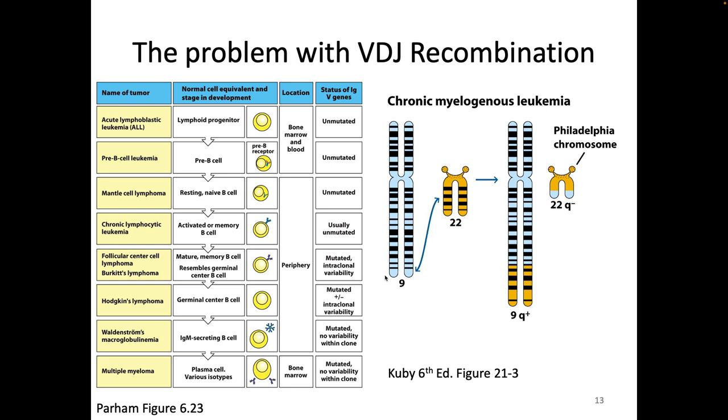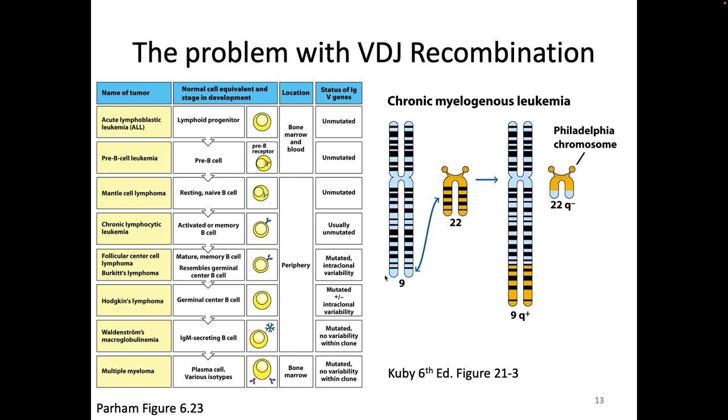So this figure on the left is actually naming a bunch of types of leukemias and lymphomas. All of them are situations where B cells messed up their VDJ recombination. The difference is sort of where the B cell got messed up in its life that distinguishes these different types of leukemias and lymphomas. But VDJ recombination is super dangerous.